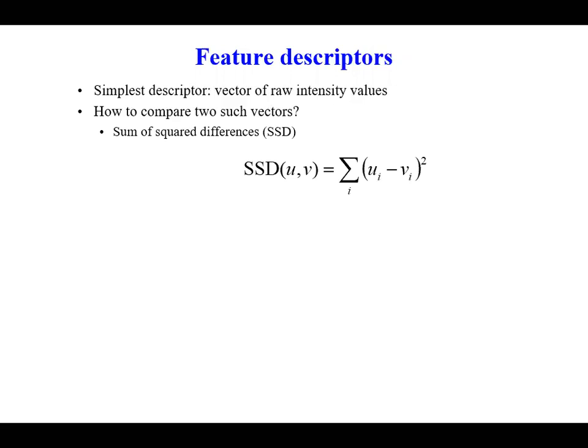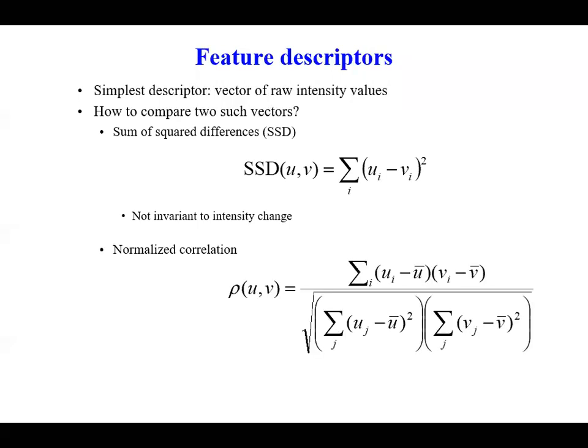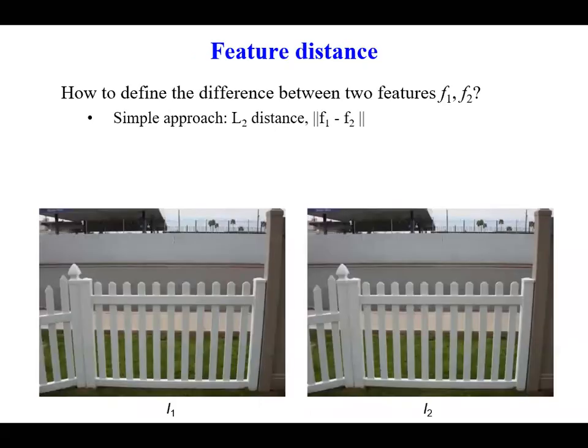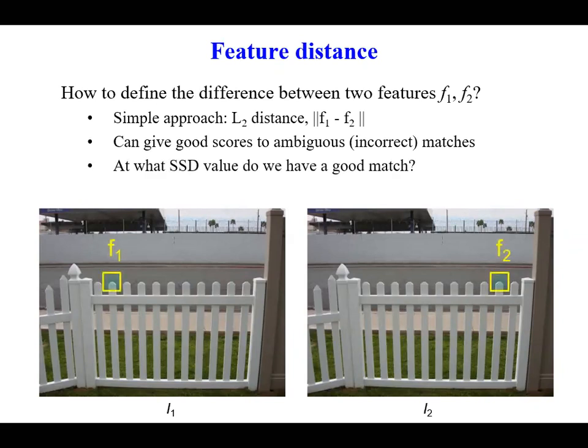Okay, assuming that I have chosen the sum of square difference. Unfortunately it is not invariant to intensity change. If I choose the normalized correlation, luckily it is invariant to affine intensity change, as we have already described. So for instance, I have here an F1 box, a small image patch, which I will call F1. And I would like to find the best match in the other image. Let's say that best match is F2.